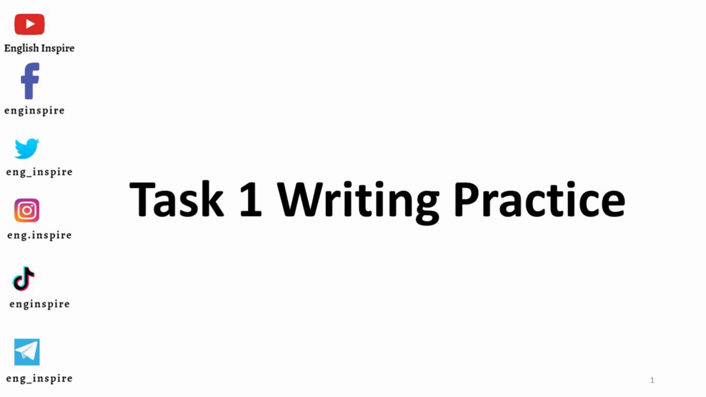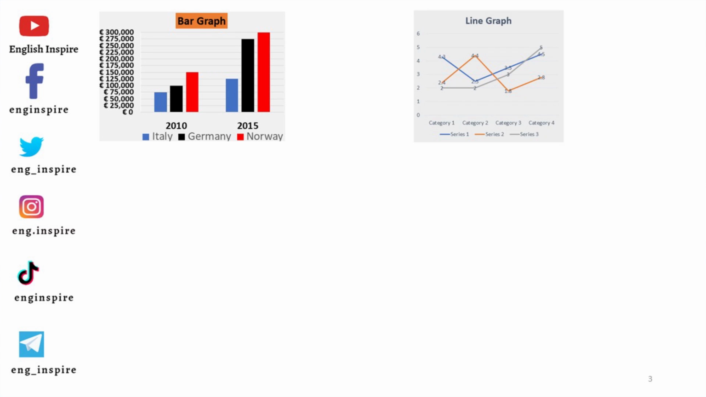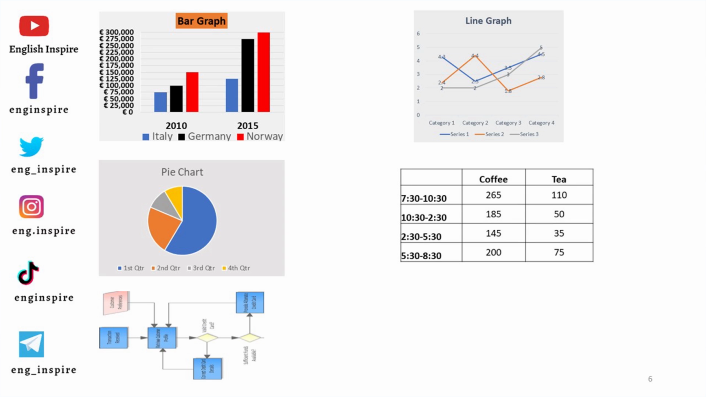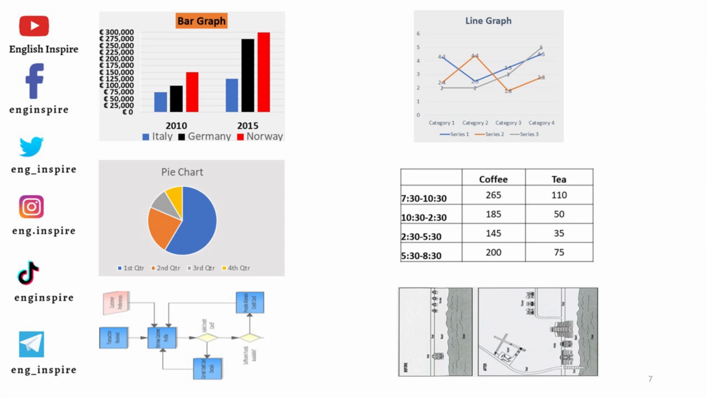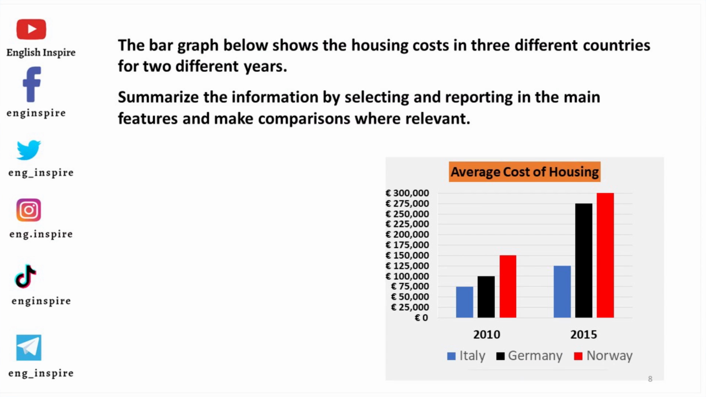As we mentioned earlier in the previous video, in writing task 1 on the academic test, you will write a report summarizing and comparing the main features of a graphic. The graphic may be a bar graph, line graph, chart, pie chart, table, diagram, or map, and sometimes you have a combination. The first step in task 1 writing is recognizing the type of graphic and the information it shows. Here, as you can see, we've got a bar graph.